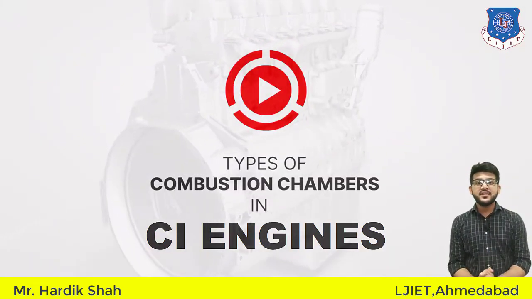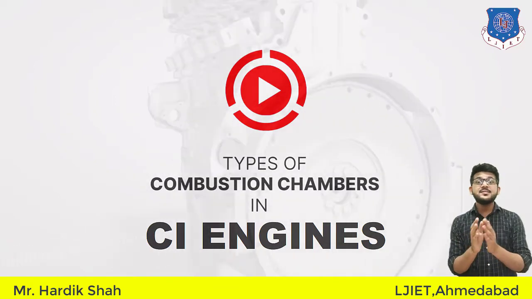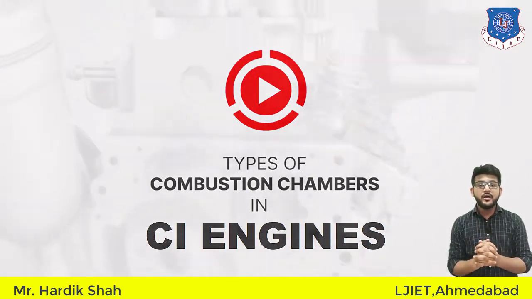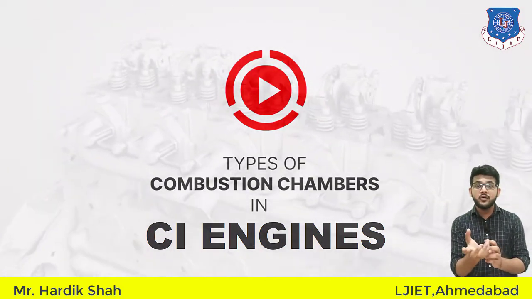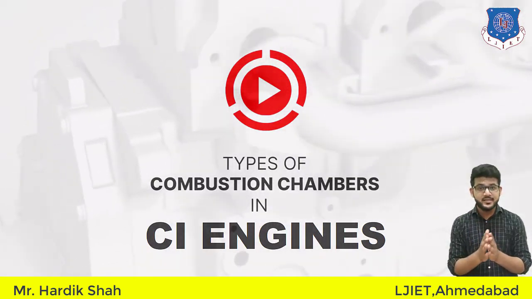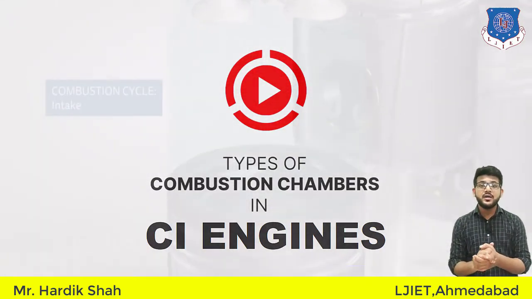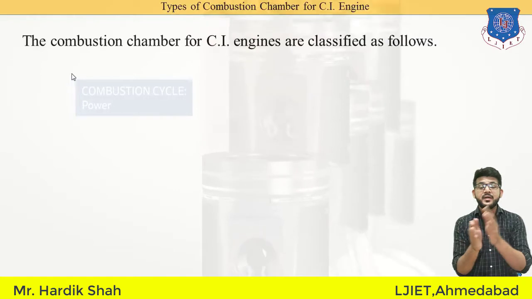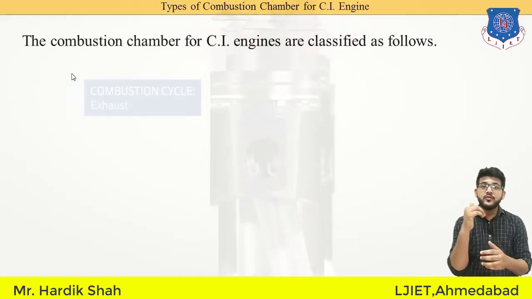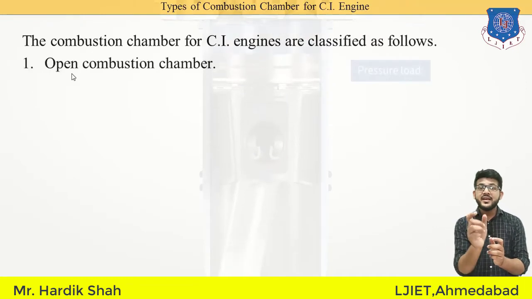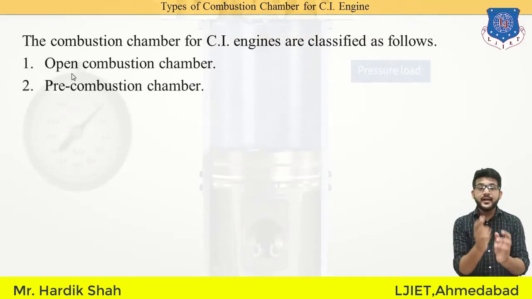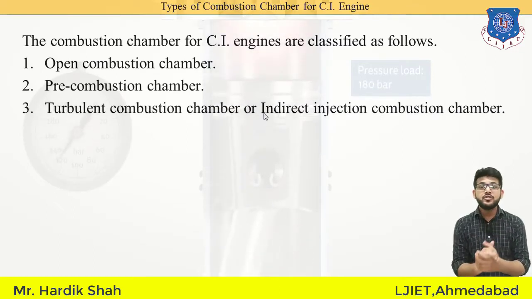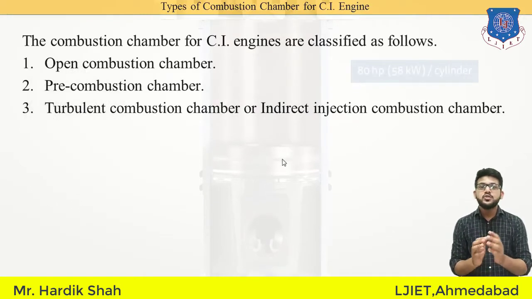In the previous session we have seen that we require air swirling in CI engine combustion designs, or you can say in combustion chambers. So what is the requirement of this? We need to produce air swirling, or you can say turbulence, in a CI engine. In this session we will discuss the different types of combustion chambers, which can be classified as per these swirling conditions. The first type is the open combustion chamber, the second is the pre-combustion chamber, the third is the turbulent combustion chamber or indirect injection combustion chamber, and the fourth is the special combustion chamber. Let's discuss them one by one.